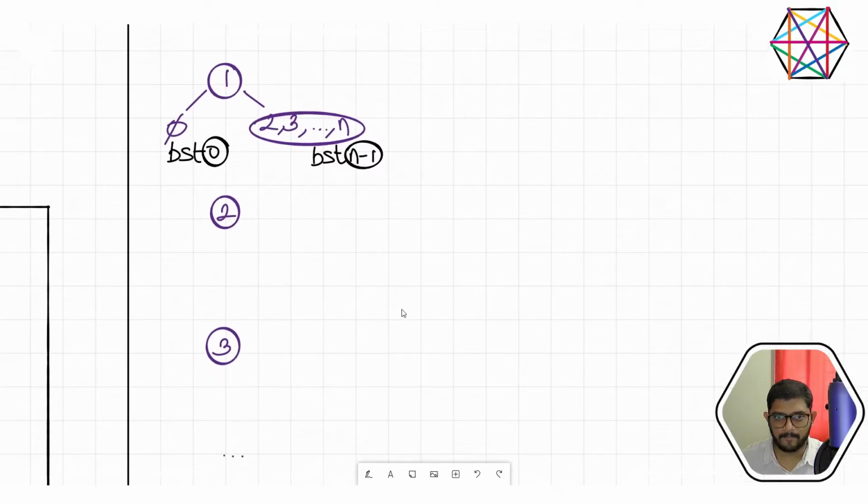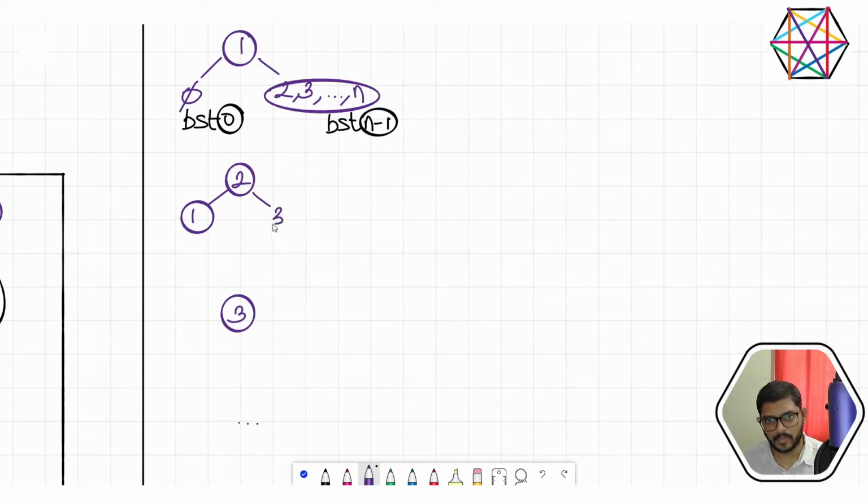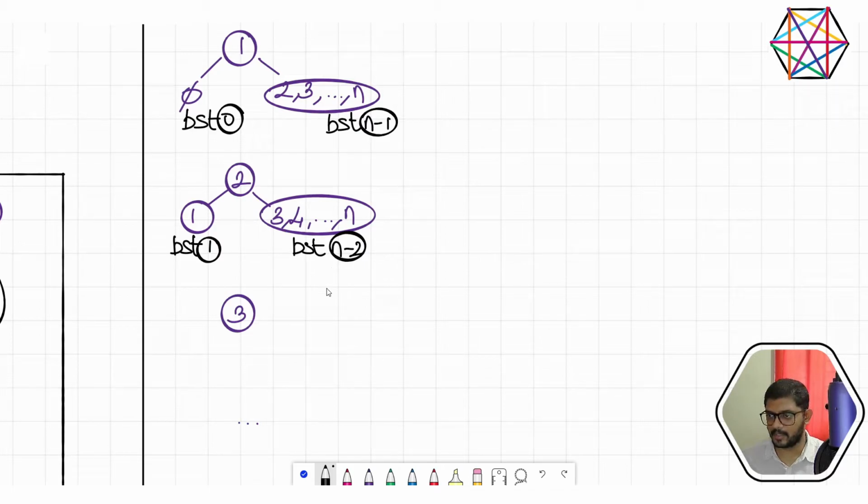Okay. If we choose 2 as our root node, then 1 will go here, and the remaining n minus 2 numbers, what are they? The numbers greater than 2, 3, 4, 5, all the way till n. These n minus 2 numbers will go here, right? So again, this is the question of how many BSTs we can form with just one node times how many BSTs we can form with these n minus 2 nodes, right?